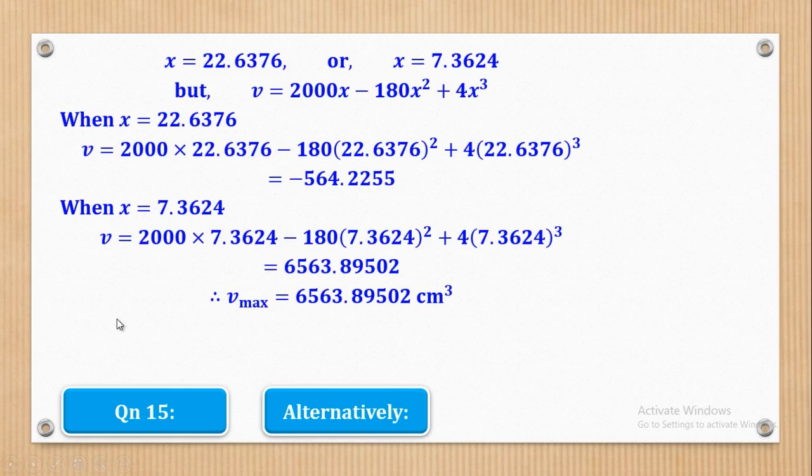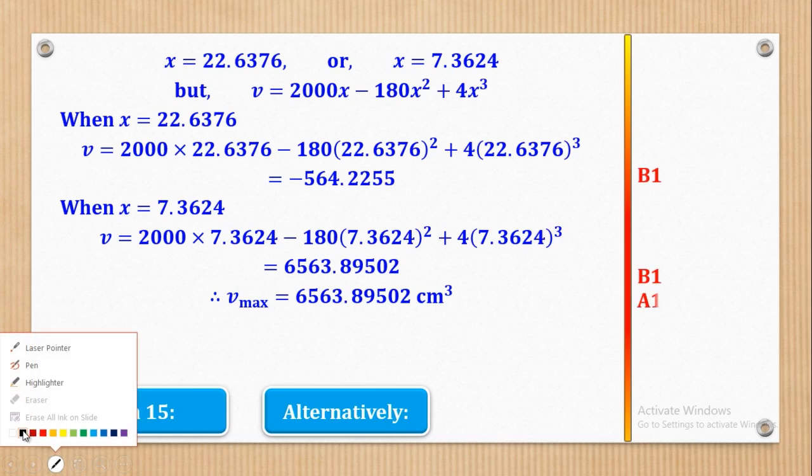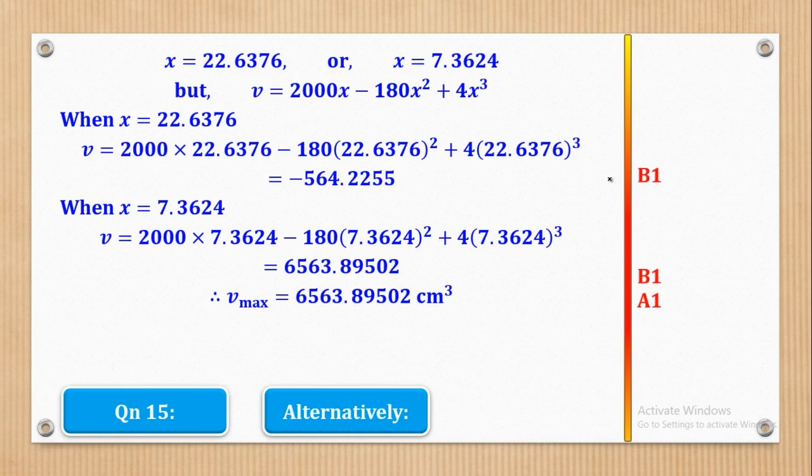So now let's see how marks can be awarded. Getting this is 1 mark, getting this is 1 mark, and concluding is another mark. So basically that's what they wanted in that part.